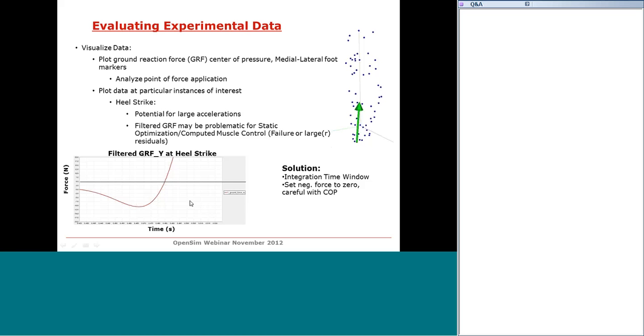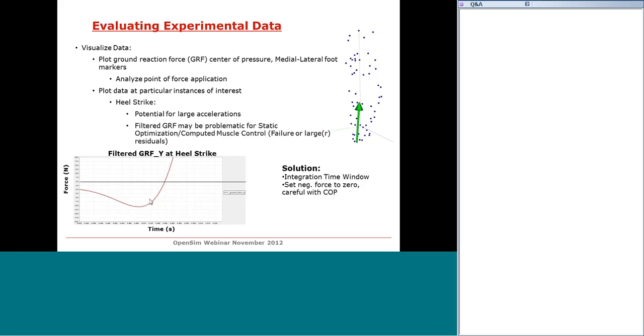It's common to see the filtered data go slightly below 0 right before heel strike. While it may not cause the simulation to fail, it may require more residual or non-physical forces to get it to run. So if you notice a spike in the use of residuals at certain gait events, it's a good idea to plot the force data at that instant in time.